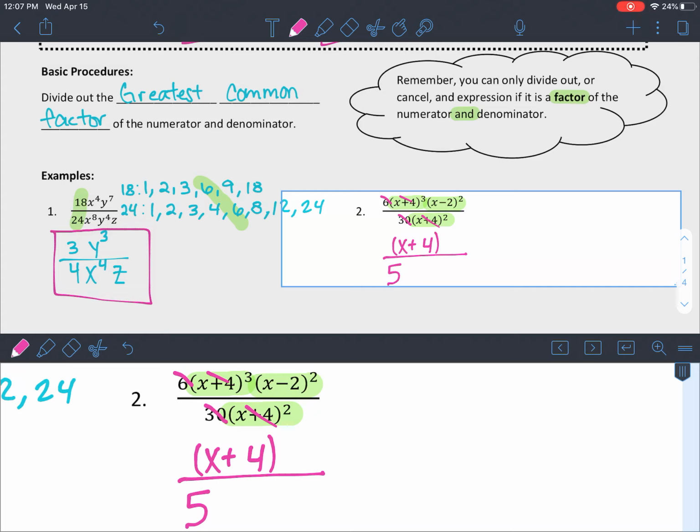And then I go to my x minus 2's. Well, there are no x minus 2's on the bottom, so I just have x minus 2's on the top.